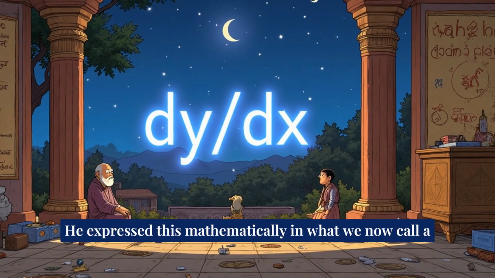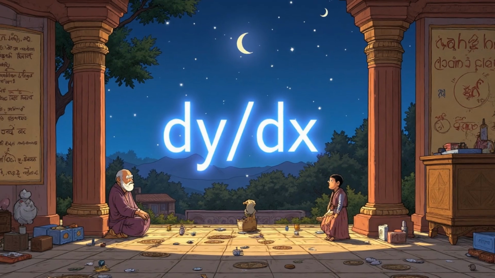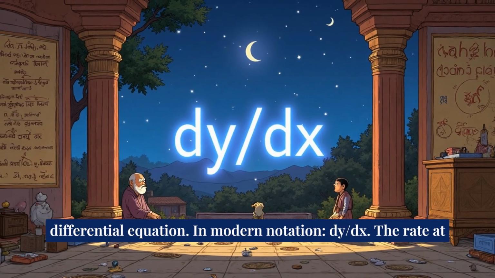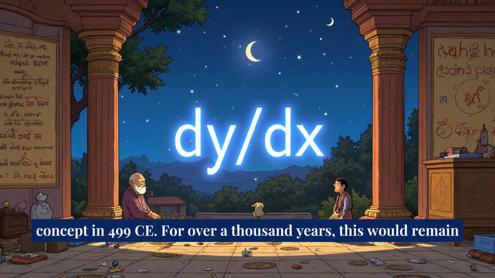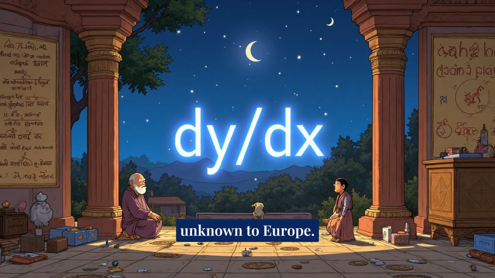He expressed this mathematically in what we now call a differential equation. In modern notation, dy/dx, the rate at which y changes with respect to x. Aryabhata formulated this concept in 499 CE. For over 1,000 years, this would remain unknown to Europe.